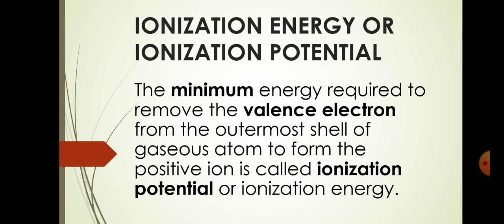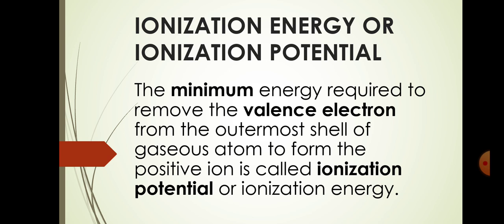First of all, we discuss the definition: the minimum energy required to remove the valence electron from the outermost shell of the gaseous atom to form the positive ion is called the ionization potential, or the ionization energy. Minimum energy means that the least amount of energy is required to remove the valence electron. What are valence electrons? Valence electrons are the electrons which are present in the valence shell, or the outermost shell. So when we remove the valence electron, for that purpose we require energy.